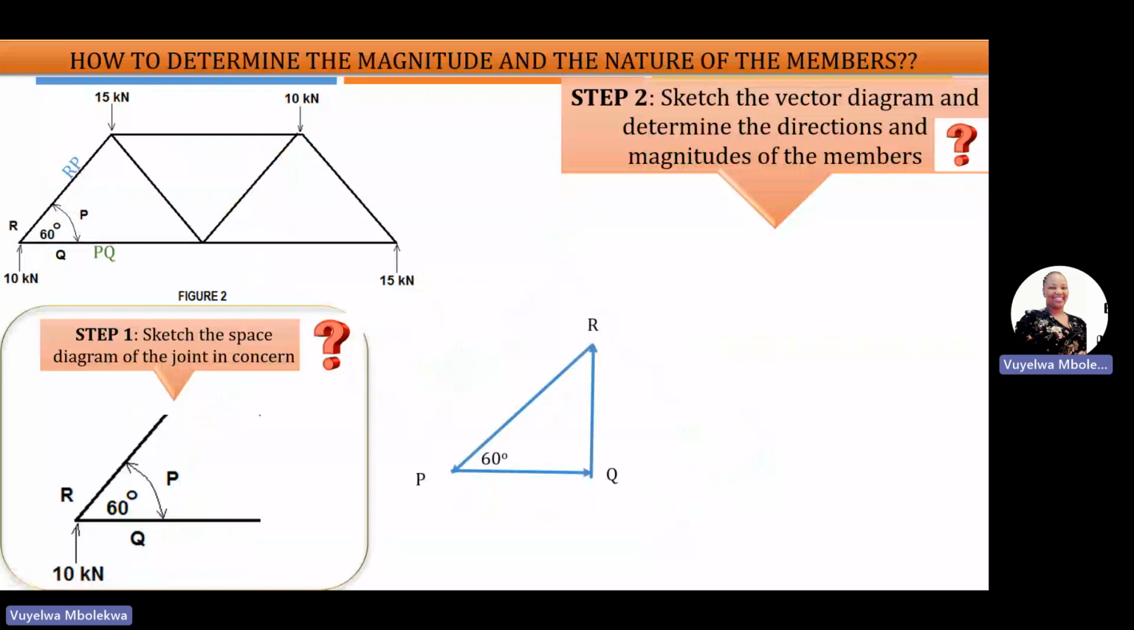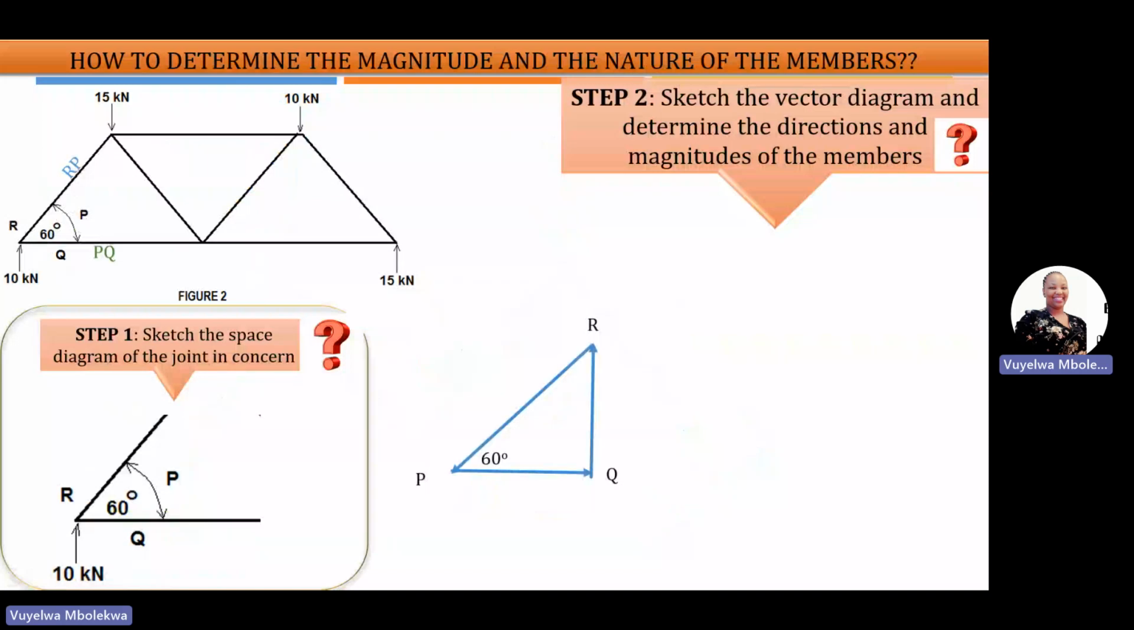So from this force, you go clockwise to pick up the next force. You pick that force up, but you need to sketch it as it was. Don't change the shape. If it's sloping this way, it must keep sloping that way. And then the remaining force, you just use it to close your triangle.